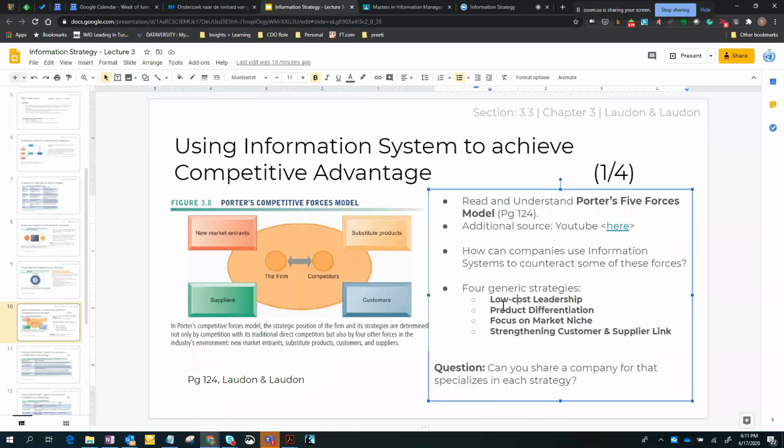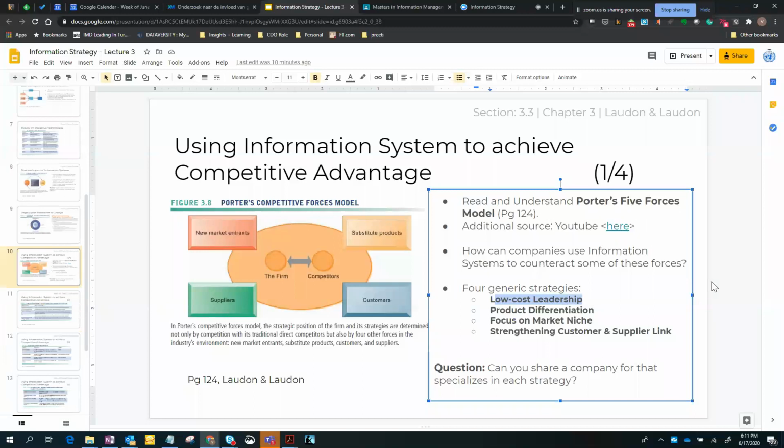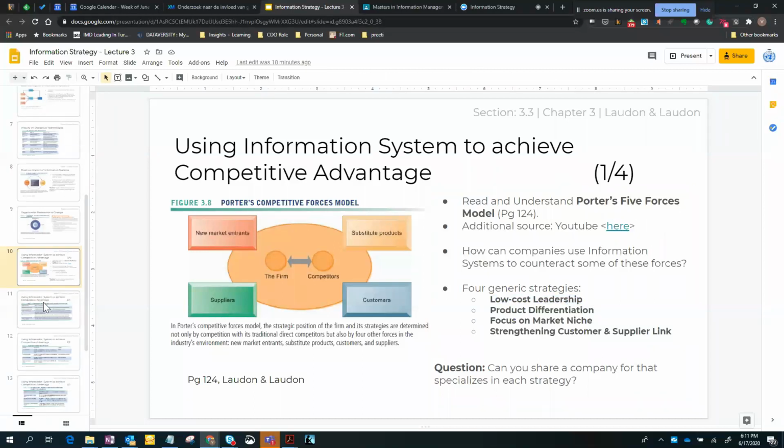Each of these companies that has a strategy requires information systems or information technology to support their strategy. For example, Walmart will heavily invest in information systems so that it can maintain its low cost leadership, and its information systems will work towards giving them the advantage in this space. So that's where I'm going with this. It's important how IT supports the business strategy.